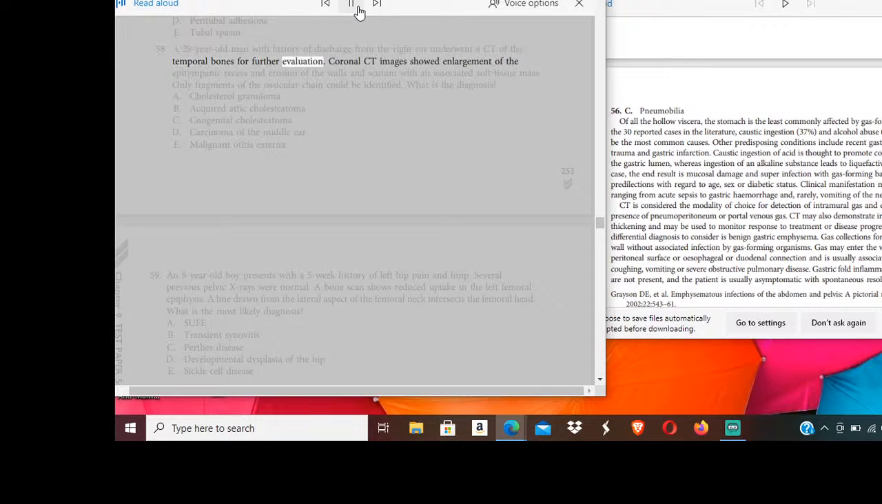58. A 29-year-old man with history of discharge from the right ear underwent a CT of the temporal bones for further evaluation. Coronal CT images showed enlargement of the epitympanic recess and erosion of the walls and scutum with an associated soft tissue mass. Only fragments of the ossicular chain could be identified. What is the diagnosis? A. Cholesterol granuloma. B. Acquired attic cholesteatoma. C. Congenital cholesteatoma. D. Carcinoma of the middle ear. E. Malignant otitis externa.